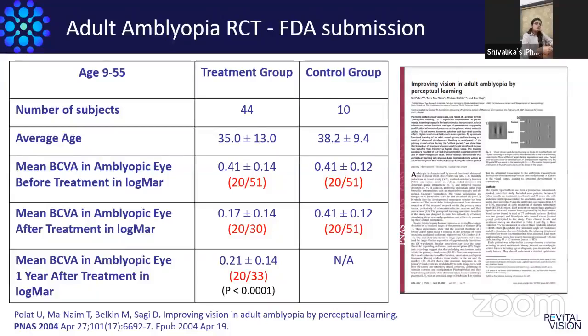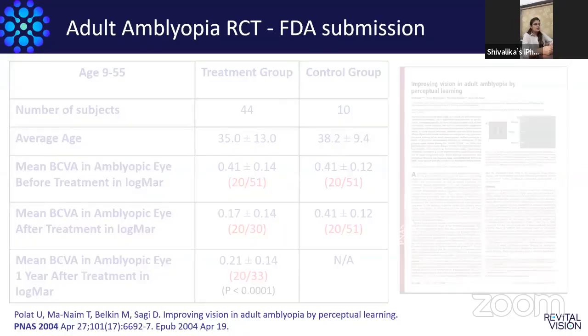So the mean best corrected visual acuity was checked for the treatment group even after 1 year of treatment. They had done the treatment of Revital Vision once, and they called the patient for follow-up after a year of Revital Vision treatment. And they saw there was almost no regression in the visual acuity. Even if there was one or two, or say two optotypes or three optotypes change, that's all.